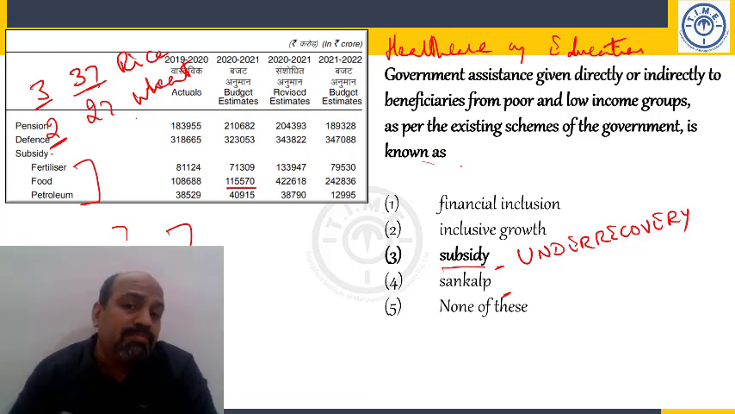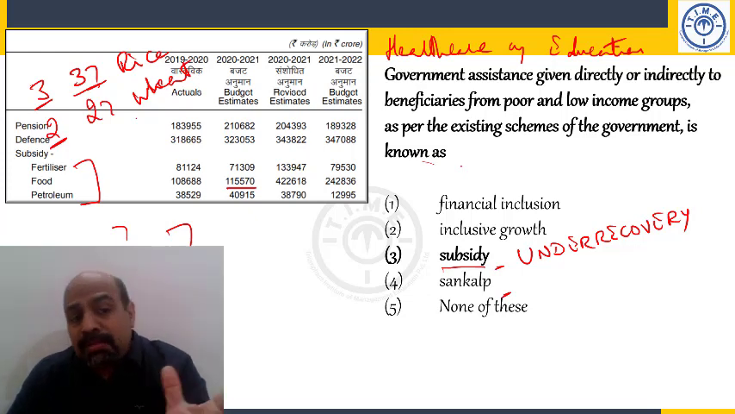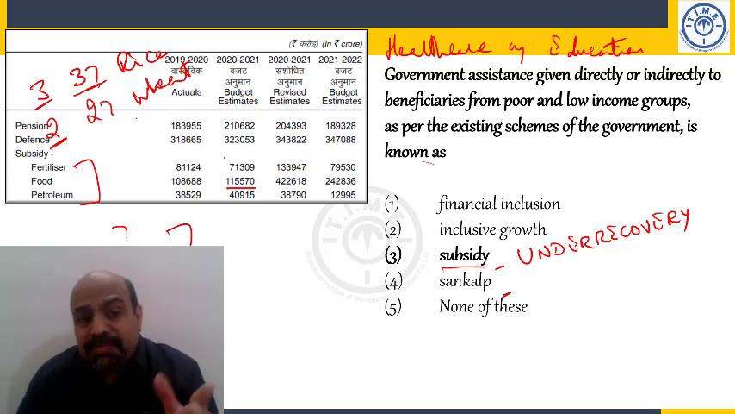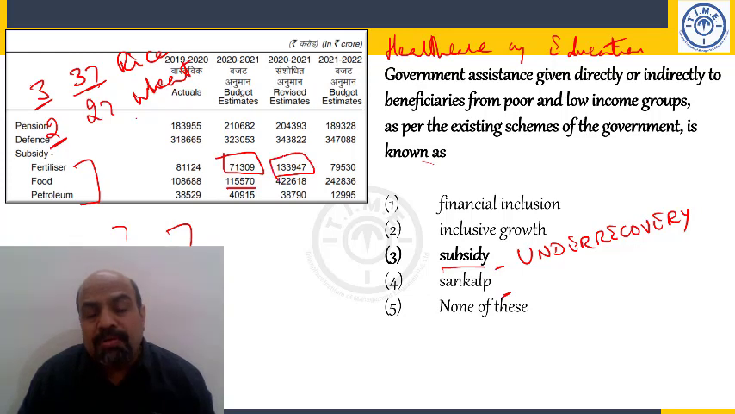So this is where this year things have gone very bad for the government. Look at fertilizer subsidy. They had planned to spend 71,000 crore rupees on fertilizer subsidy, but the government spent almost double that amount. Almost double, not exactly, but almost double.